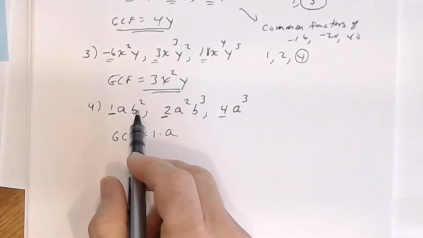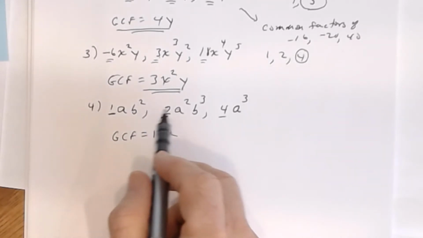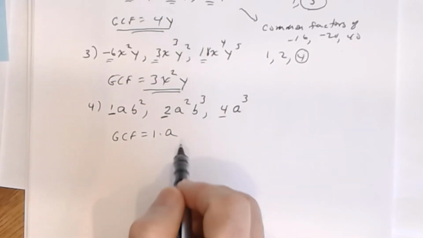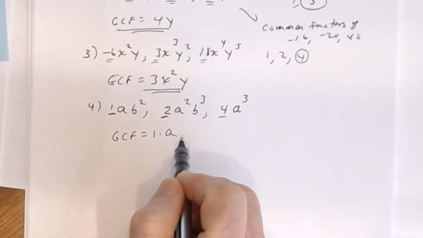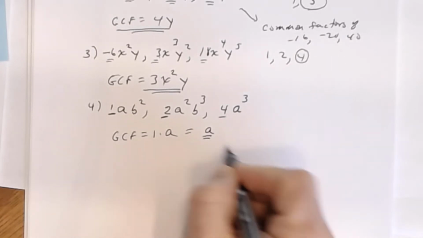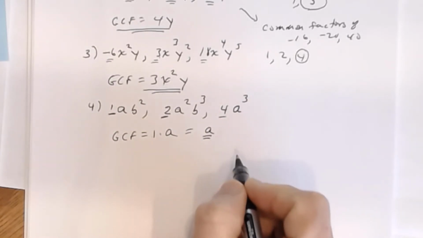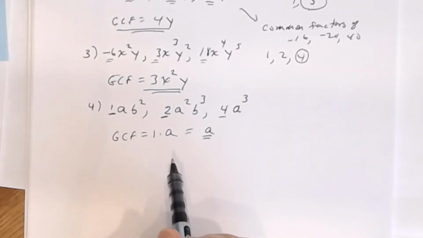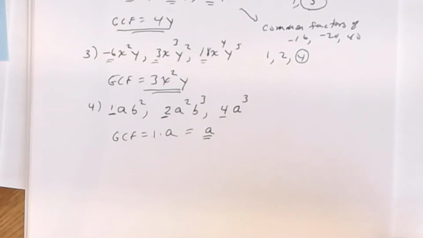Now let's look at the B's. I have B here, some B's here, but none here. I don't have any. So there's not going to be any B's in your GCF. So your GCF is just 1 times A, which is A. All right, so that's how you find the GCF of a list of terms. And that's going to be important when we start looking at factoring.